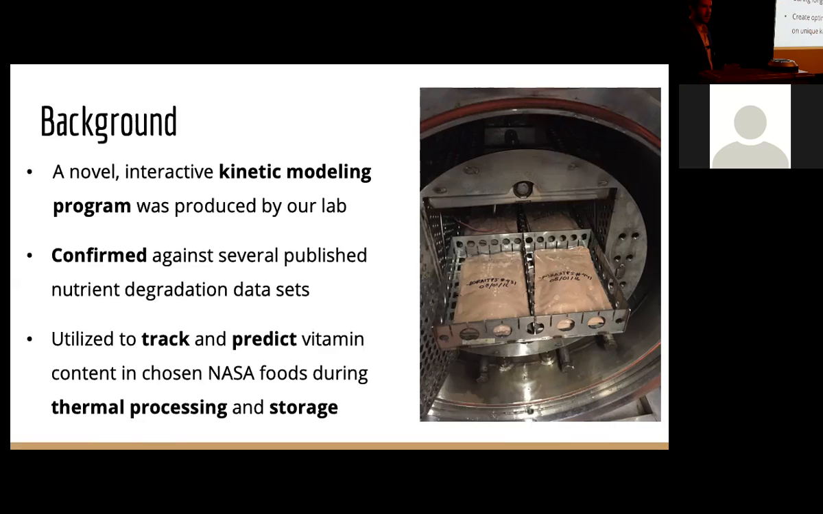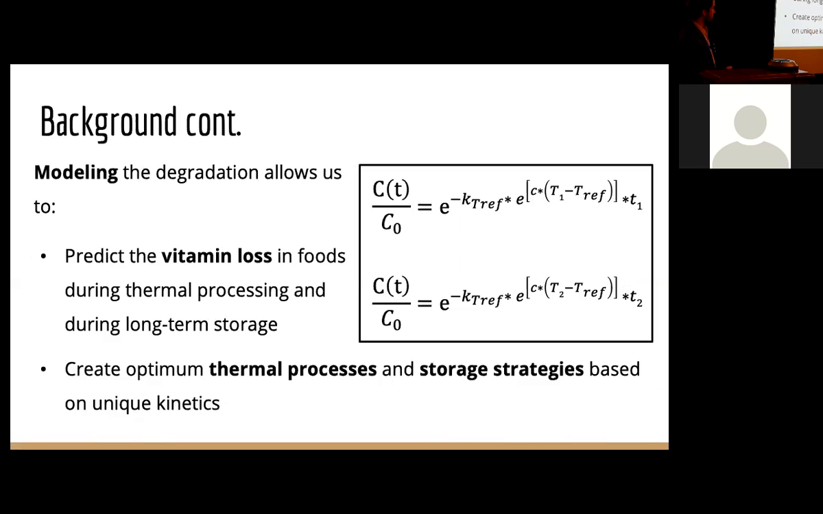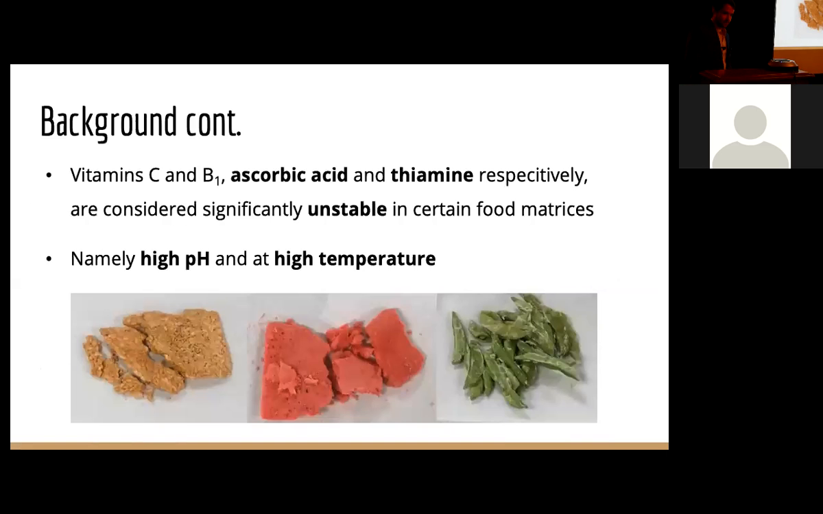So like I said, I'm not going to really go into the background mathematics or the justification, but what I want to highlight is that what we're really looking for is to understand what the degradation rate constant K is at a reference temperature. And we want to understand how that degradation rate constant changes with changes in temperature, and that's described by our temperature sensitivity term C. When we understand those parameters, we're able to create optimum thermal processes and storage strategies, talking mainly about refrigeration and things like that, based on those unique kinetics.